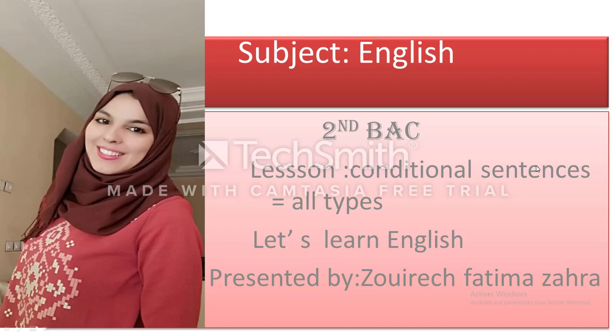So today we're going to talk about conditional sentences for all of the types. Especially, I'm going to explain for the second year baccalaureate. In my video we have two parts. The first part is going to talk about type 0 and 1, and the next video is going to be about the second and the third type, which is type 2 and 3.